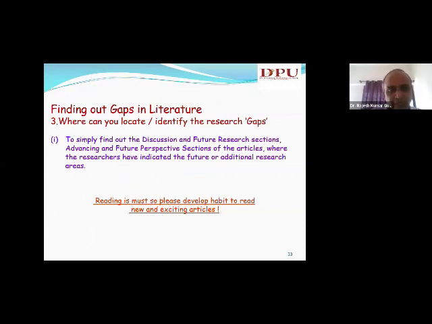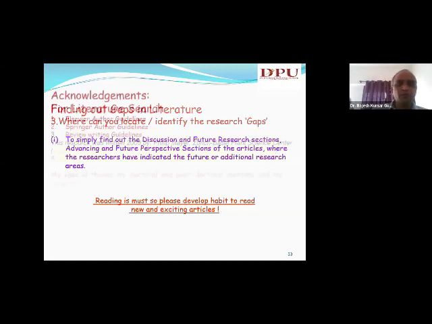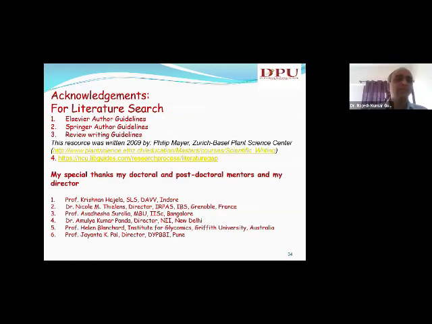So please develop the habit of reading new and exciting articles that stimulate the capacity and the power to read more and more. The more you read, the more information, new information, you will get in your areas of research. So in the last, I would like to show some papers like that.